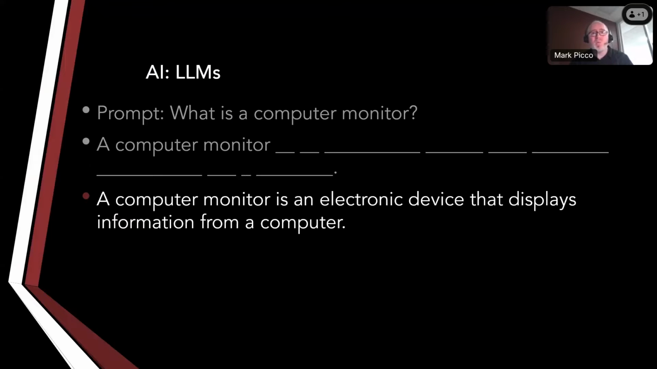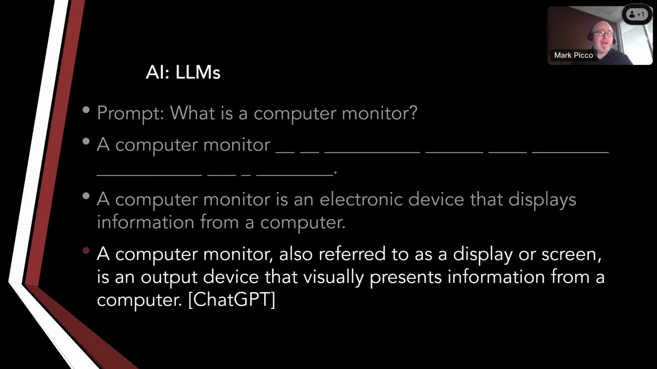In fact, it's so normal that when I asked ChatGPT the same thing, its answer was very similar in many ways. It said a computer monitor, also referred to as a display or screen. I don't have that. But if we look at the next part, is an output device that visually presents information from a computer. So you can see that "is an" is the same, and "device" is the same, and "that" is the same, and "information from a computer" is the same. So there are a few minor changes, but it is mostly the same thing.